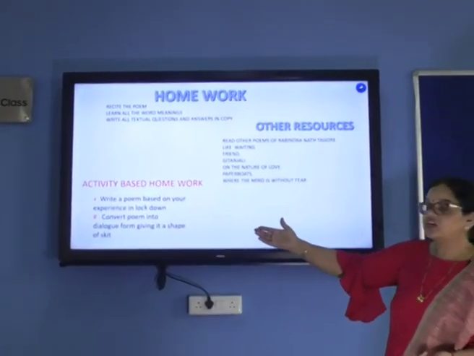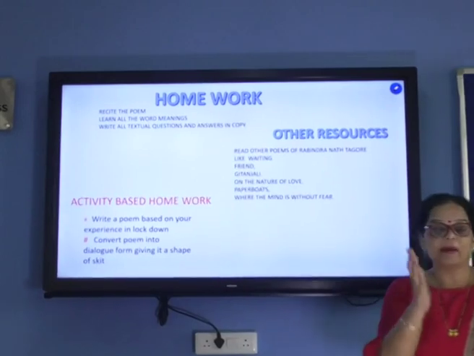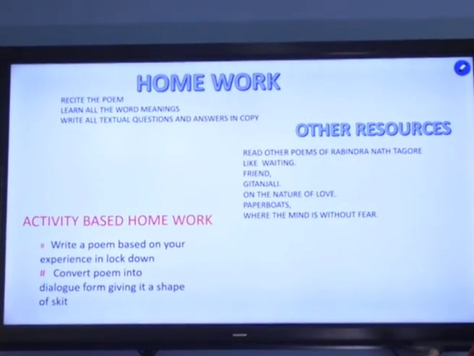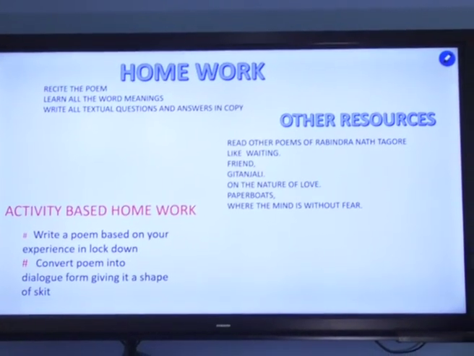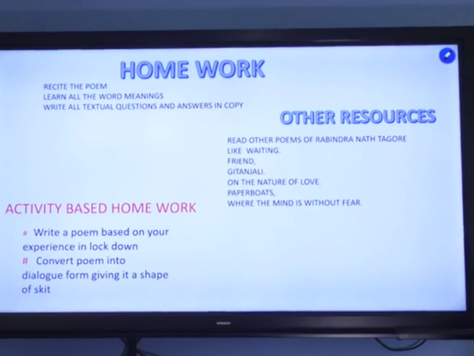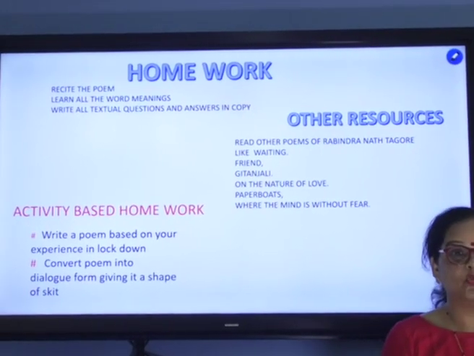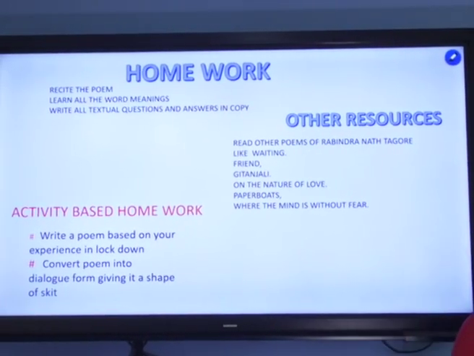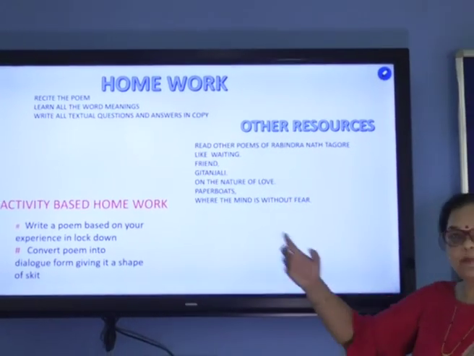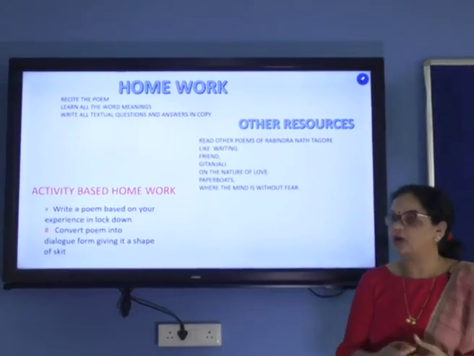Okay, now the activity based on homework. Now you have to do some activities. Yes, children, of course, activity is very important. So you can write a poem based on your experience in lockdown. You are in lockdown, you are seeing that wealth, power and beauty have nothing to do with life. Happiness is very important. So during this lockdown, you must have really experienced this. So you write a poem. Why don't you try and write a poem on that?